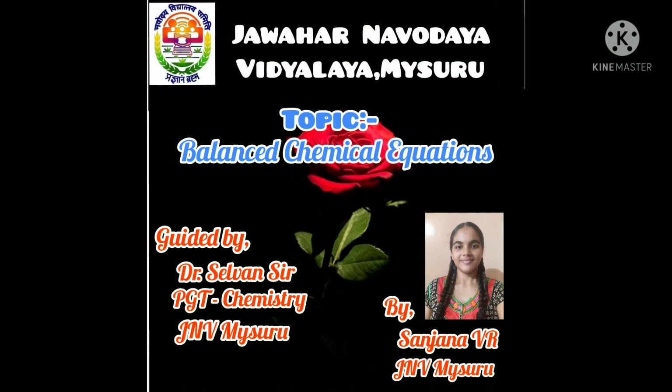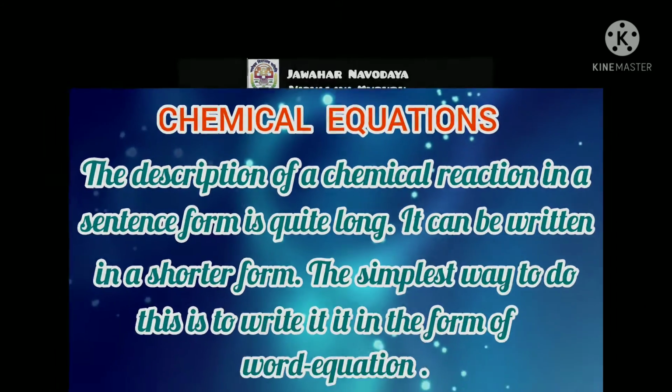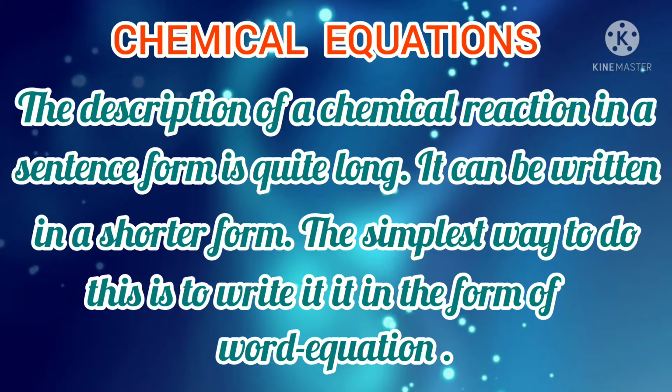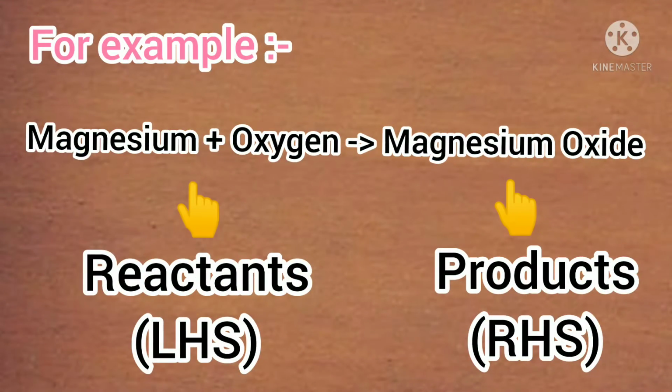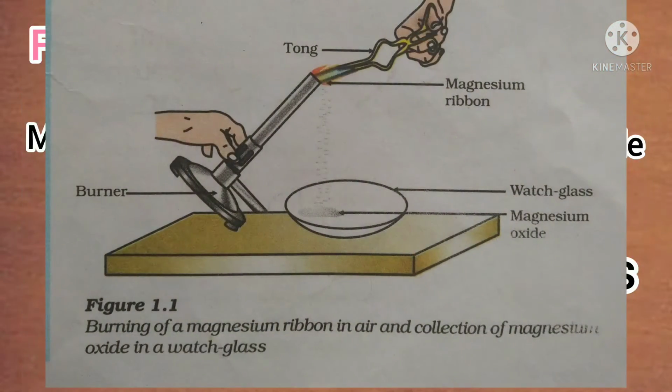Today we are going to deal with a new topic, a balanced chemical equation. The description of a chemical reaction in a sentence form is quite long. It can be written in a shorter form. The simplest way to do this is to write in the form of a word equation. For example, magnesium plus oxygen gives magnesium oxide.